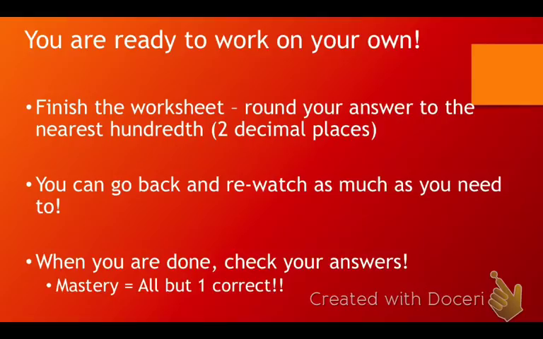All right, so you should be ready to work on your own. Finish the worksheet, round your answer to the nearest hundredth. You can go back and rewatch this as many times as you want. When you're done, you're going to check your answer on Canvas. Mastery is all but 2 correct. So if you miss 2, you can still master. If you miss 3, you're going to have to go back and do the next video or watch the video again. If you get them all right or miss 1 or miss 2, then you get to move on.